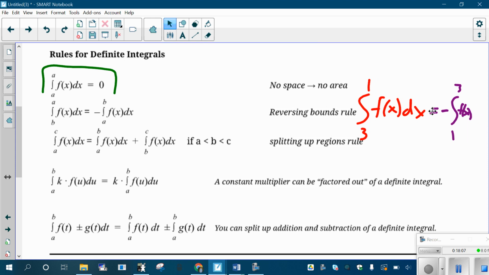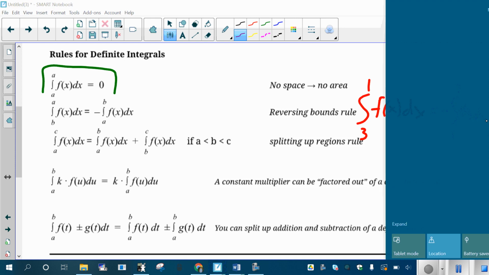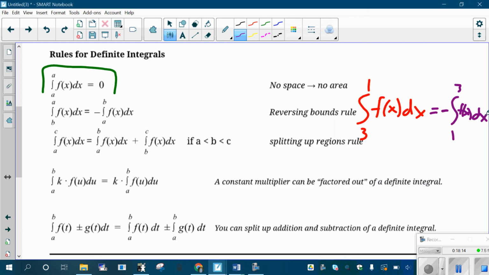So if you found the normal area under the curve from 1 to 3, and you evaluate from 3 to 1, it's going to be the opposite of it. That's what this rule is saying. If you reverse the bounds, you get out the opposite area. Okay, so if instead of going from 1 to 3, you go from 3 to 1, it's the opposite of what it was. Okay? This is a weird one. This is an important one to pay attention to.